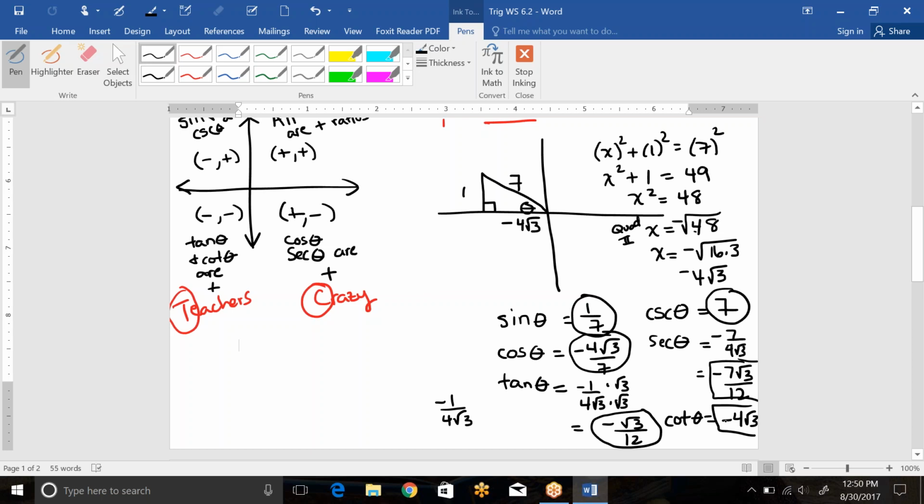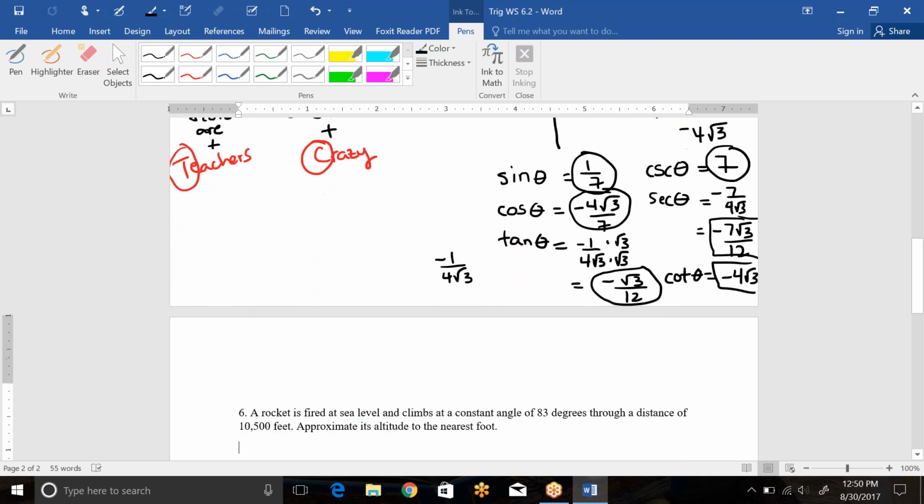So notice 4 of the different trig functions were negative, and the only ones that were positive were the sine and cosecant because that's the quadrant that we're in. The quadrant is 2, where that's the only possibility for positive ratios. Okay, so that's the end of that one.